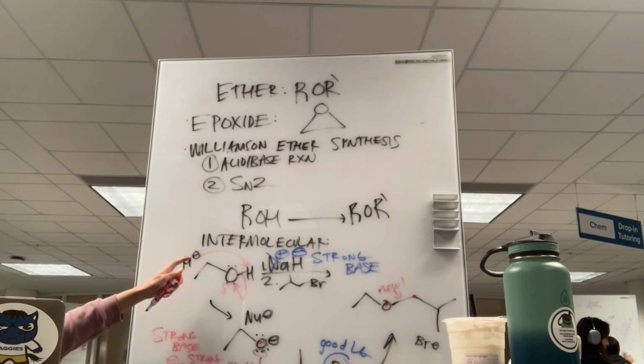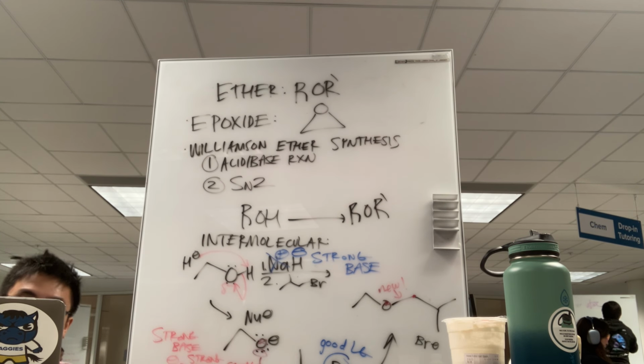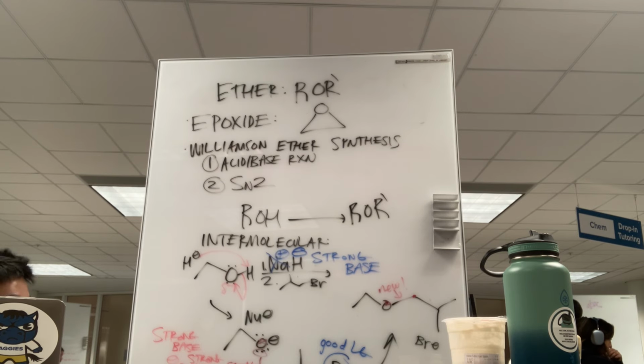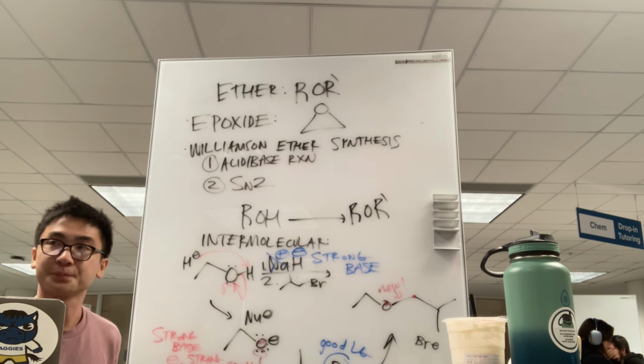So when you do Williamson ether synthesis here, you have to use a primary substrate to do SN2 reaction. If you do a secondary substrate, SN2 wouldn't happen, E2 would happen, because this reactant here is a strong base, strong nucleophile. Right.